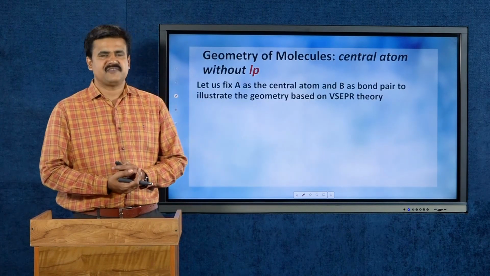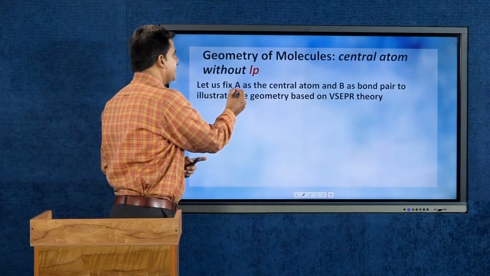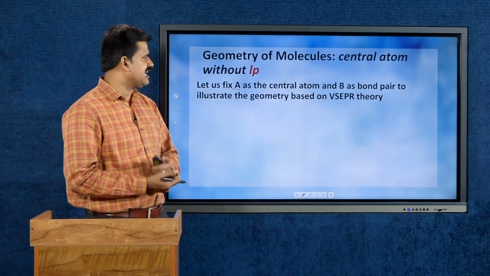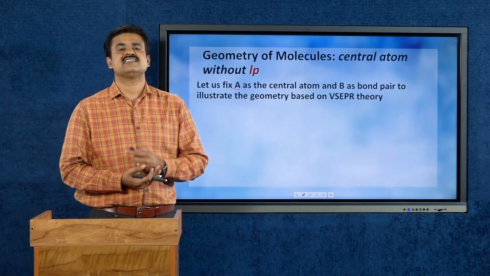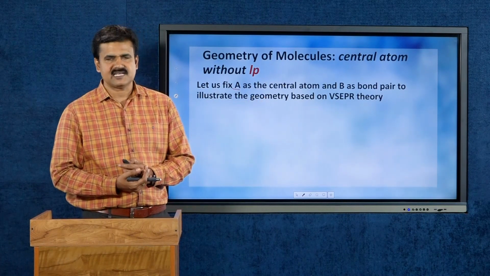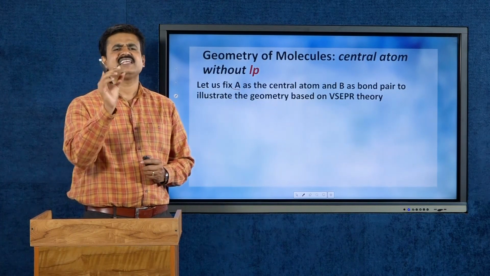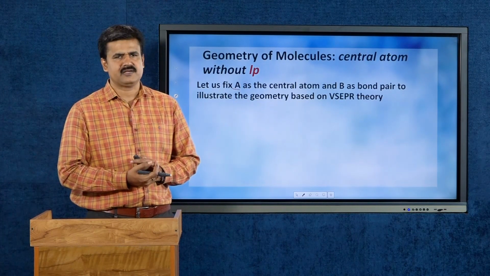Let us fix capital A as the central atom and B as the bond pair to illustrate the geometry based on VSEPR theory. This is a common convention where A is the central atom, B represents the bond pair.